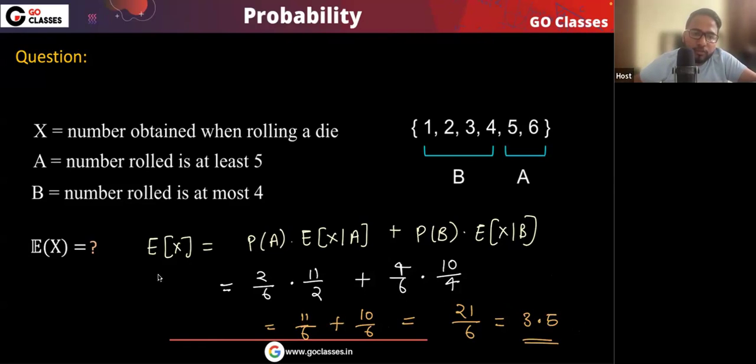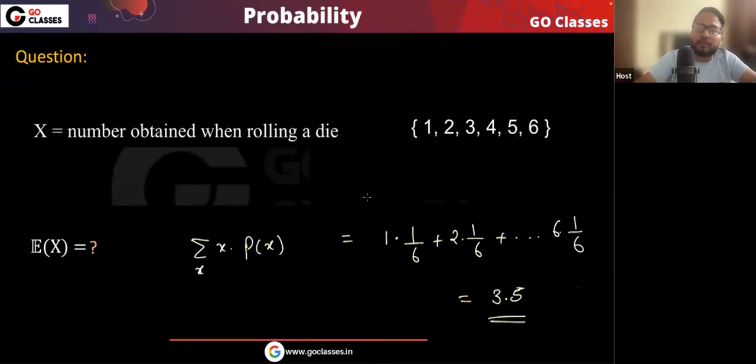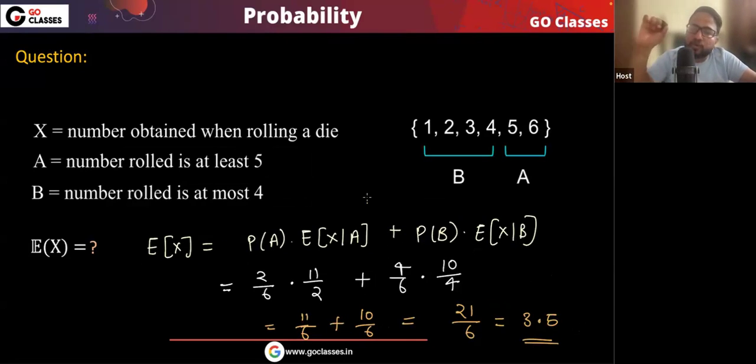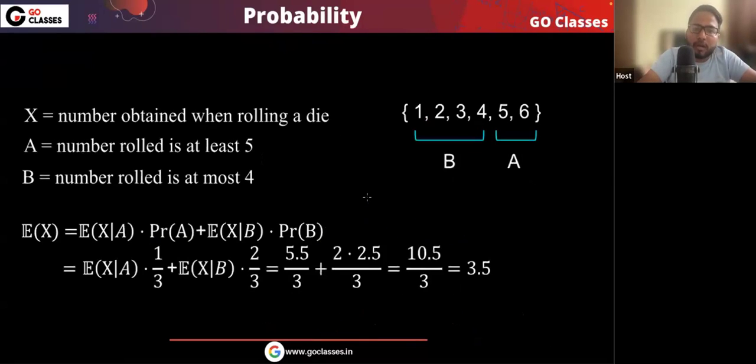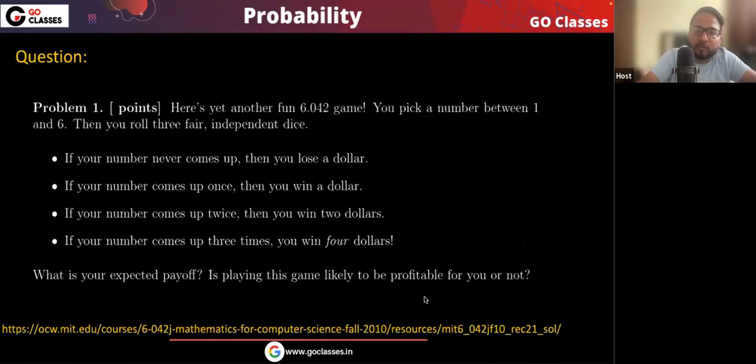That's not an issue. You can solve it the previous way, the way we have solved. This is easy, obviously, but you can solve it this way also. I'm just trying to show you a small example where this law of total expectation is being used. Is this understood by everyone? Okay. Now let's see more questions. Here we are getting 3.5, which is fine.